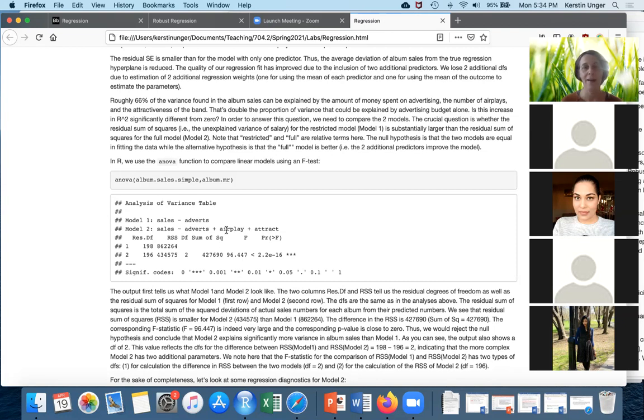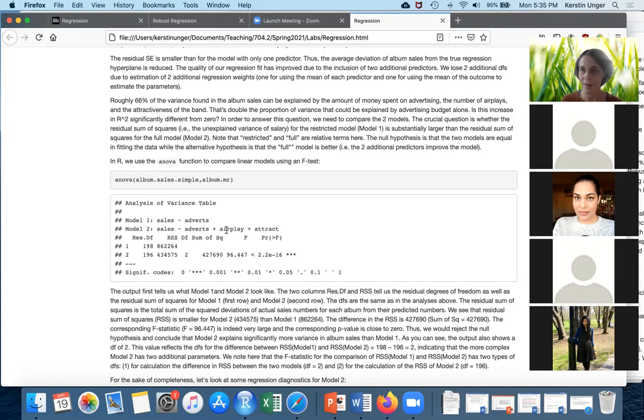So when you're using ANOVA, you always have a model that has fewer predictors, and a second model that has more predictors. What you want to test is whether the full model that has more predictors does a better job. So whether the R squared is significantly larger for the second model than for the first model, for the restricted model compared to the full model. And then again, restricted and full are relative terms, right?